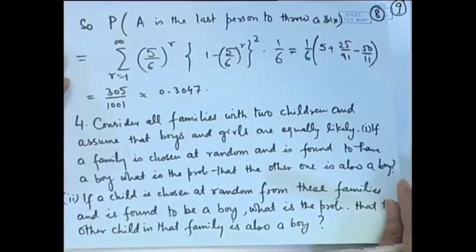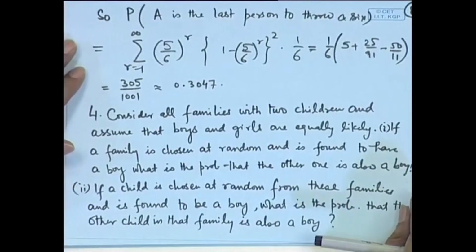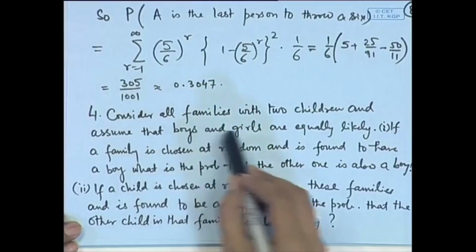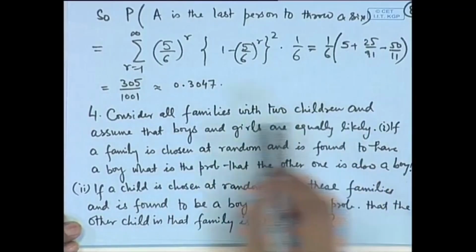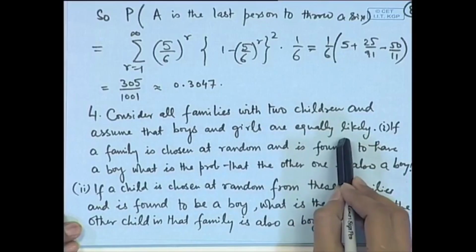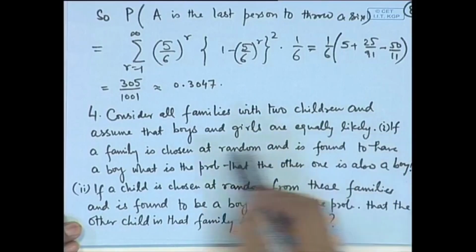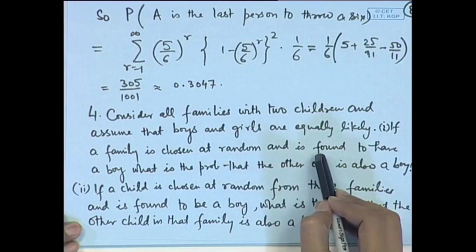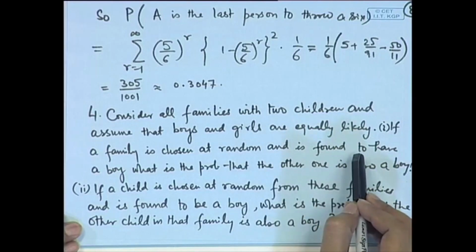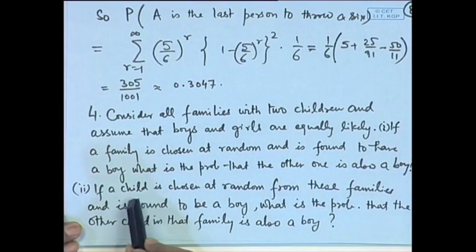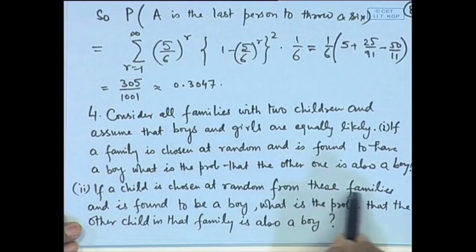Let us look at some applications of the conditional probability now. Consider all families with 2 children and assume that boys and girls are equally likely. If a family is chosen at random and is found to have a boy, what is the probability that the other one is also a boy? This is one part of the problem. In the second part, we ask, if a child is chosen at random from these families and is found to be a boy, what is the probability that the other child in that family is also a boy?